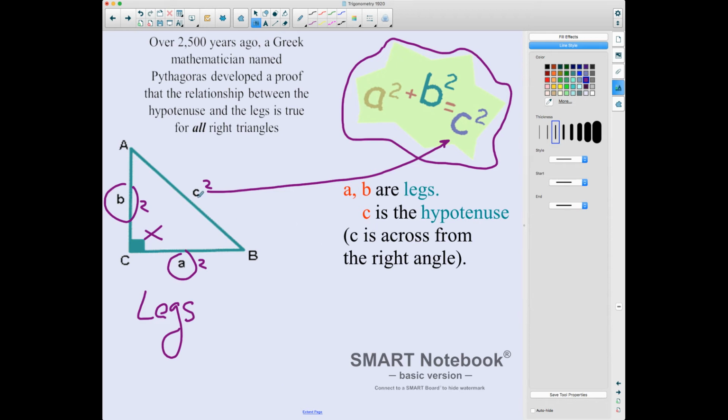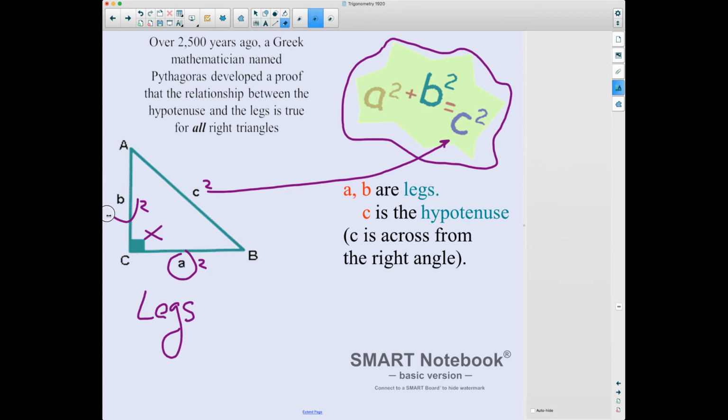Quick way to find the hypotenuse is that it's always across from the right angle. And something that I like to do that's kind of fun is if you turn that right angle box into an arrowhead, it always points at the hypotenuse.